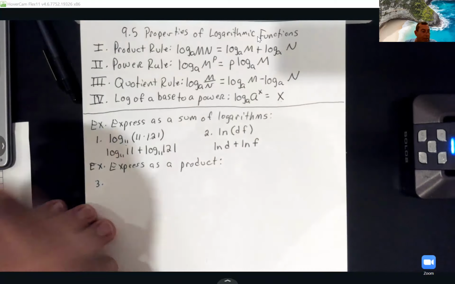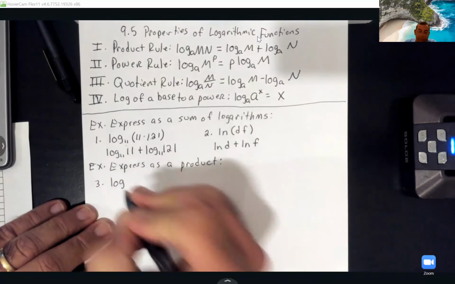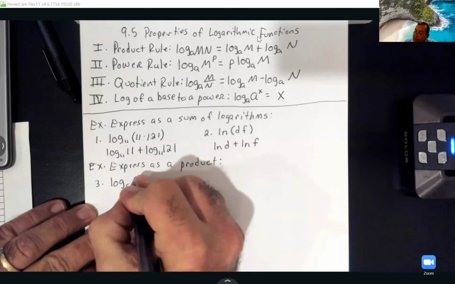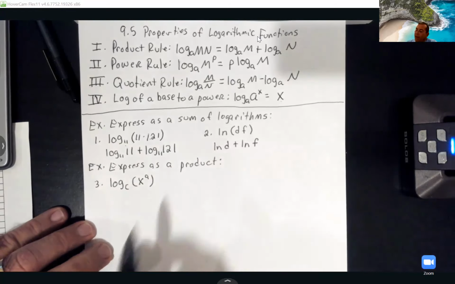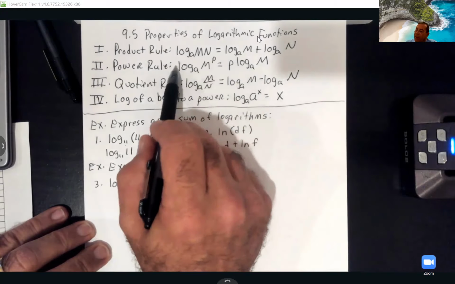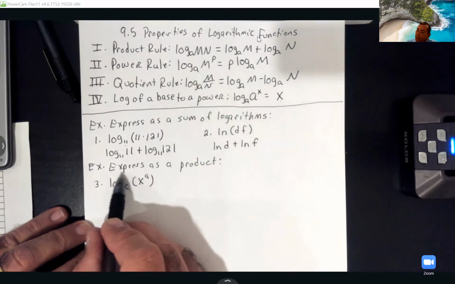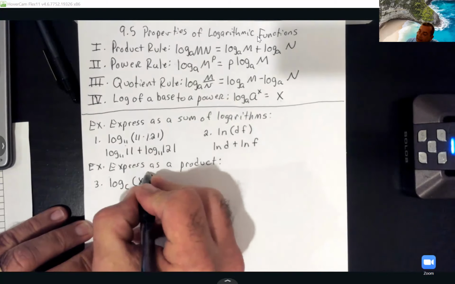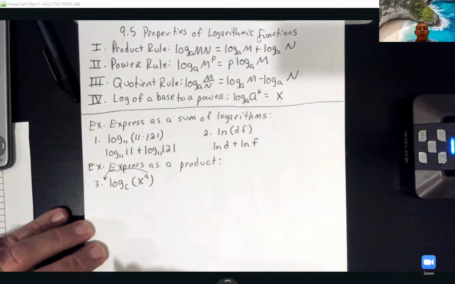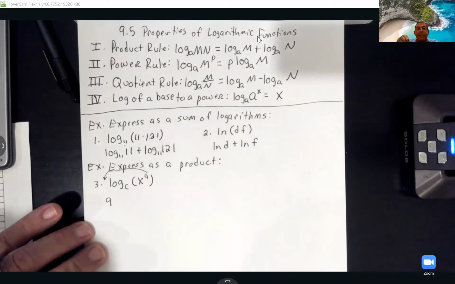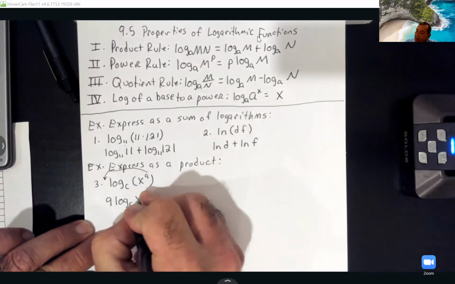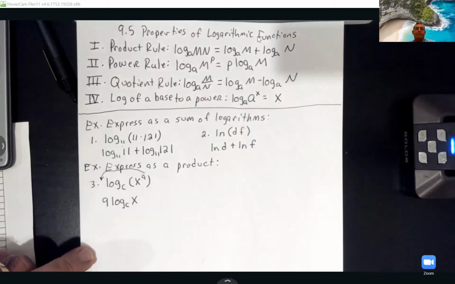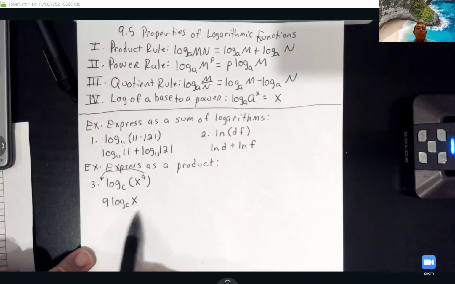Now, number three, I got log base C of X to the 9th. All right, y'all, so up here, all I did was bring my P down to the front. So all I'm going to do is bring that 9 down to the front and rewrite this as 9 times the log base C of X. And y'all, that's all we got to do to that. Bring the exponent down, and now we have our product.